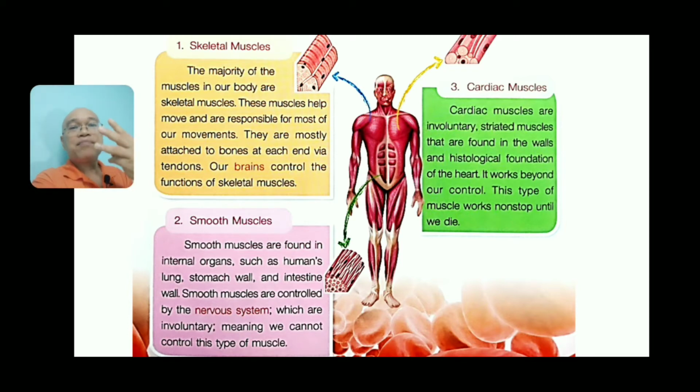Now, the third kind of muscle is the cardiac muscle. Cardiac means heart. It means muscles of the heart. So, cardiac muscles are involuntary also, right? Okay, and so we see here striated muscles that are found in the walls and histological foundation of the heart. It works beyond our control. We cannot control that one. Once it becomes malfunctioning, it's a big problem.